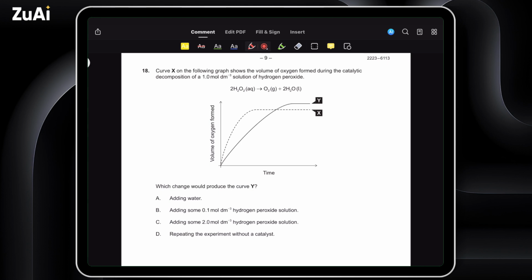So which change would produce curve Y? Now curve Y rate is slow. That means we can't use catalyst because catalyst can't increase the volume. So catalyst is not the option. If we increase the concentration, the graph should be increased like this. That's why this is wrong. So we just increase concentration 0.1. So that's why we can say that B is the answer.